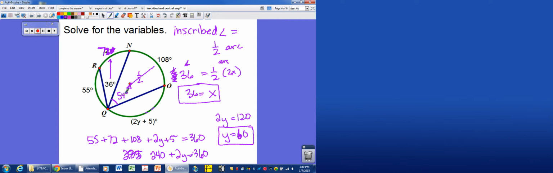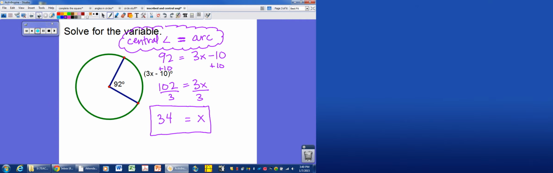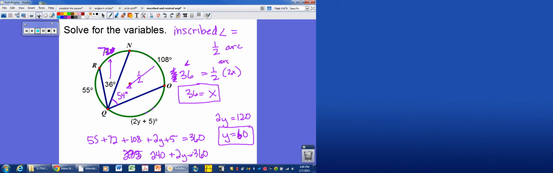The arc is 2 times the angle. We know that this is 72. So 2x equals 72. Okay, so is it an inscribed angle that you have, or like back here, is it a central angle? Because they each have their own relationship to the arc. Use the right relationship, and you'll get the problem right.